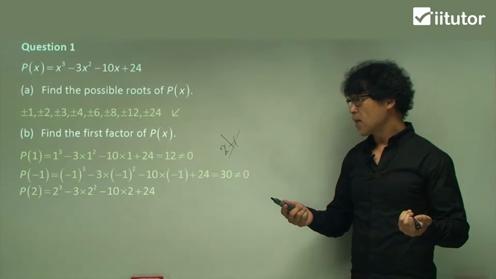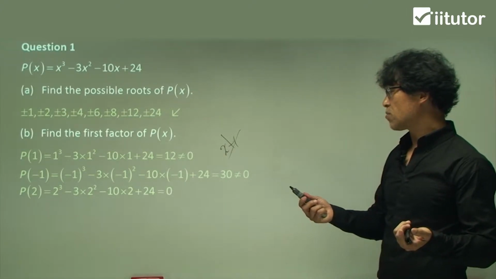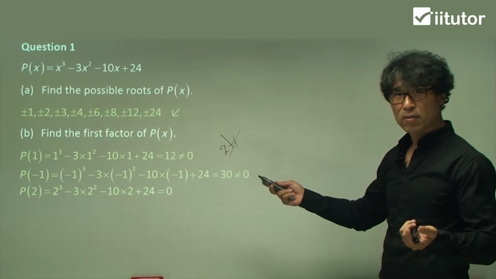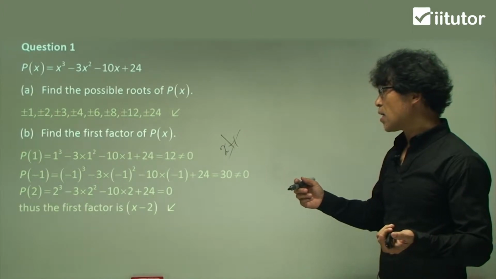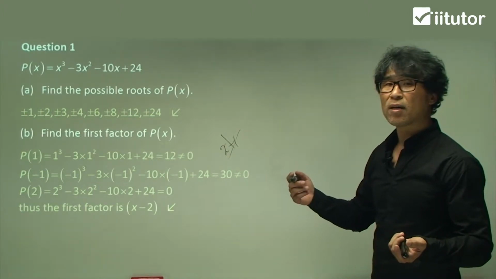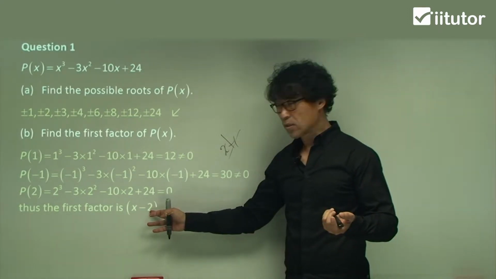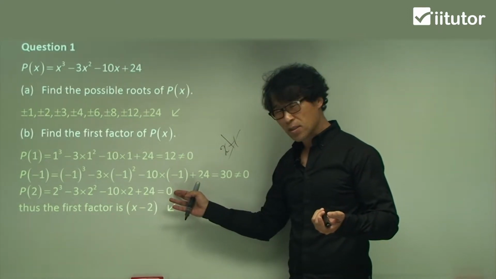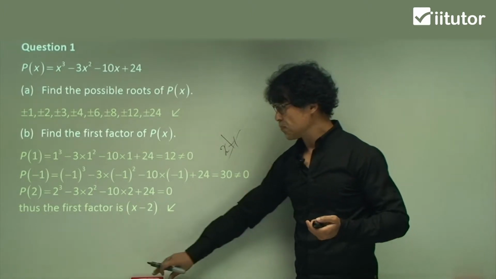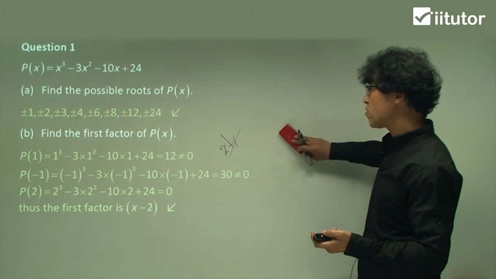And then we substitute 2, it gives us 0. It came out as 0, so x minus 2 is a factor. You keep on going. Luckily we found the first factor, which gives 0 as a remainder. Good, we found the first factor.